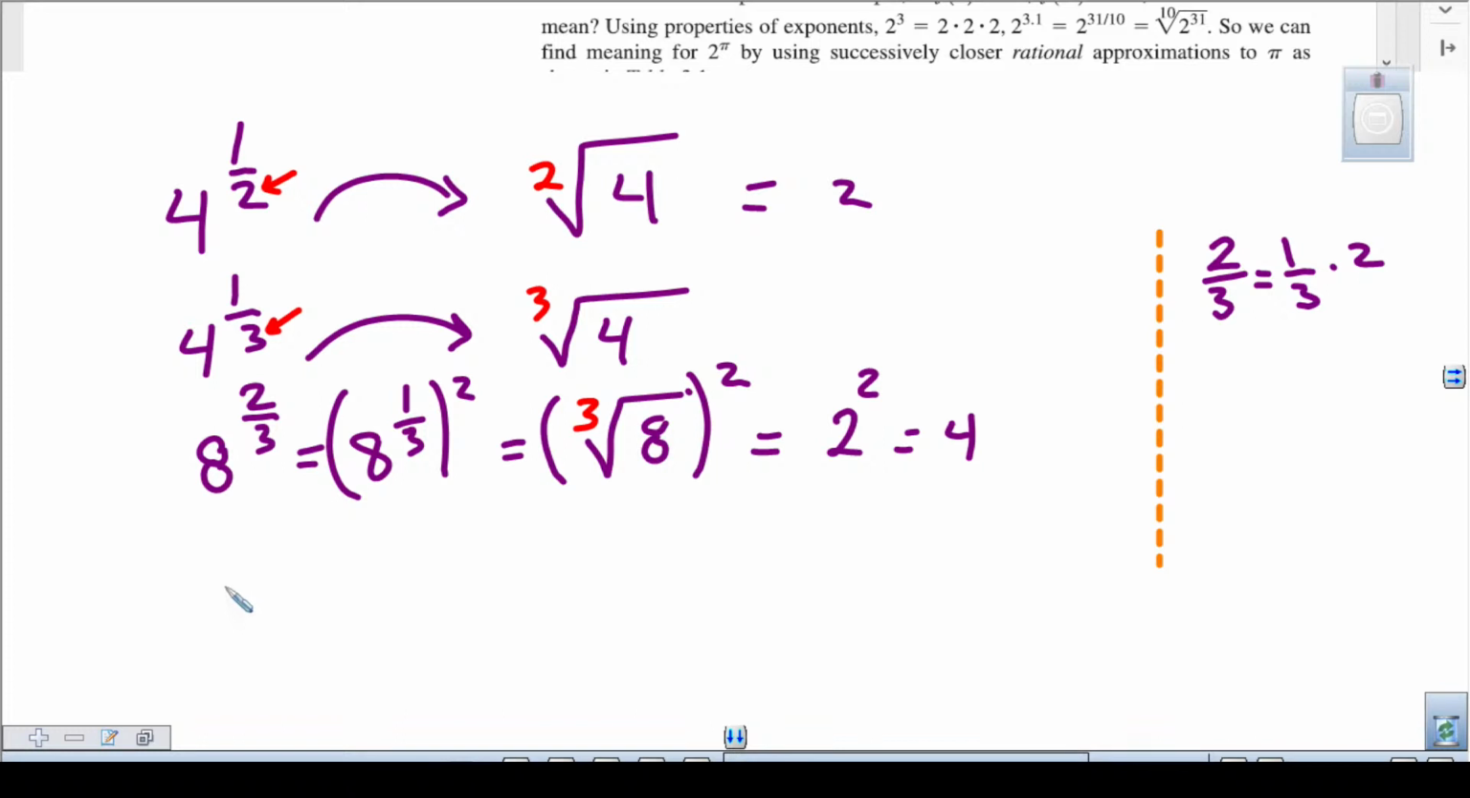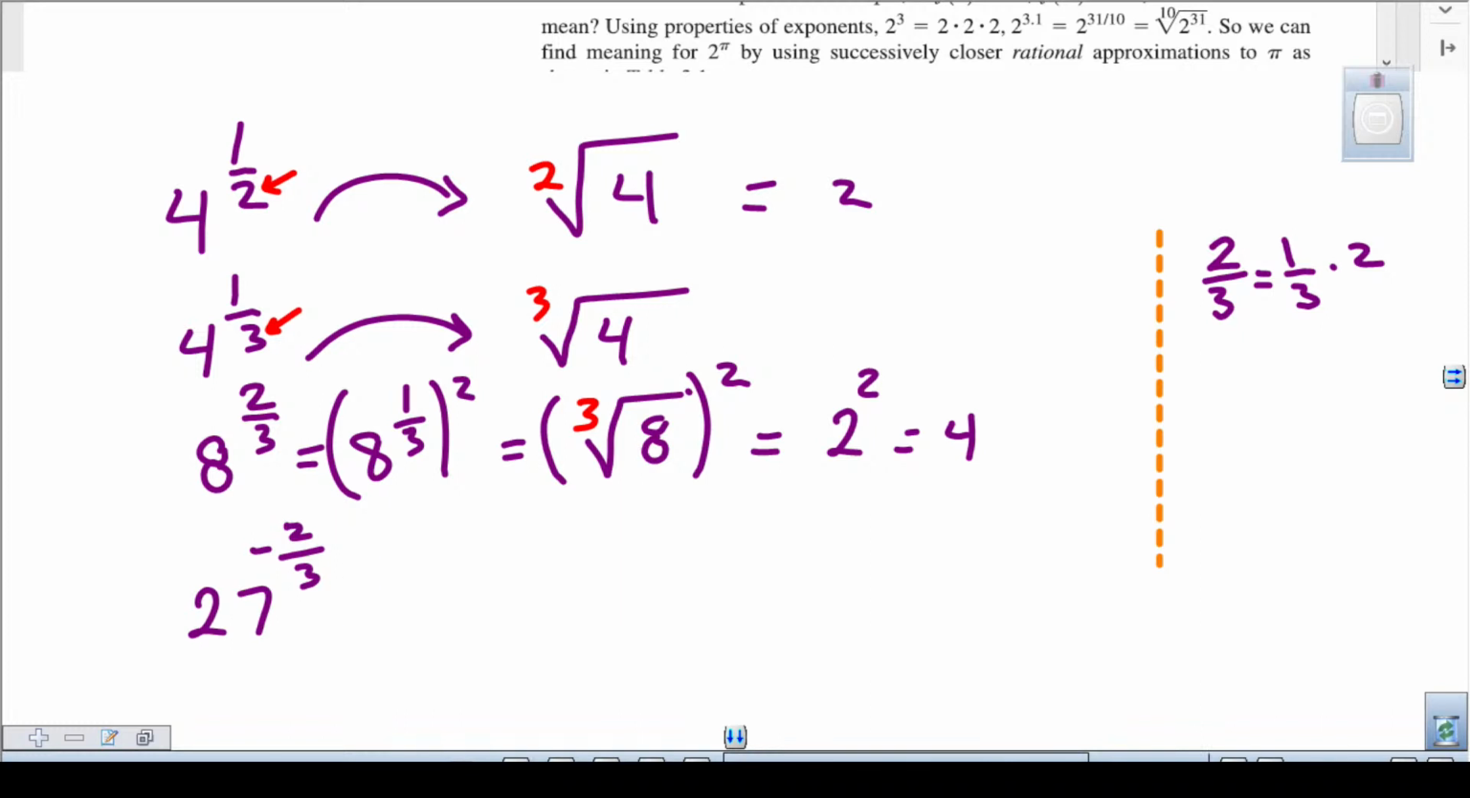So now let's talk about negatives. Let's say, for example, I have 27 to the negative 2/3 as well. Which is 2 times 1/3. 3 is the cubic root of 27. Okay. Negative 2/3.